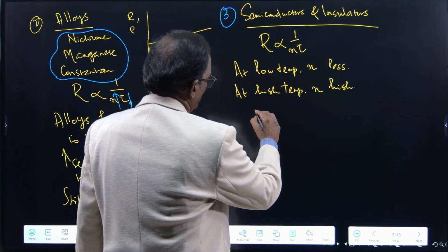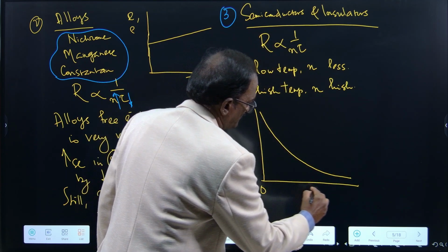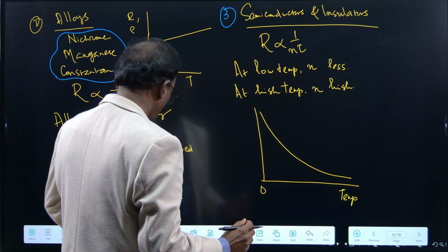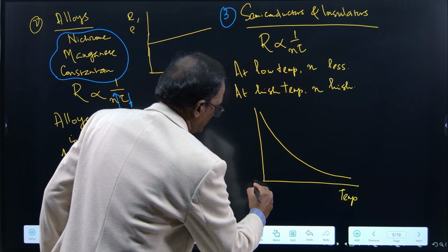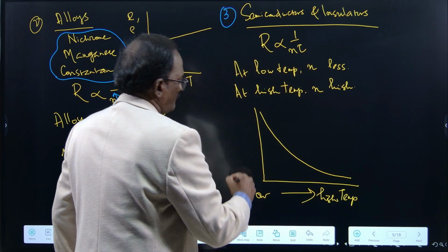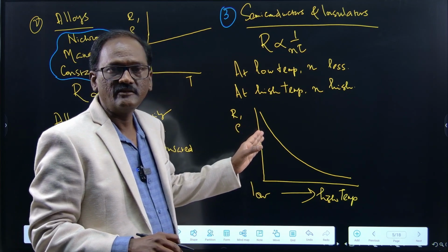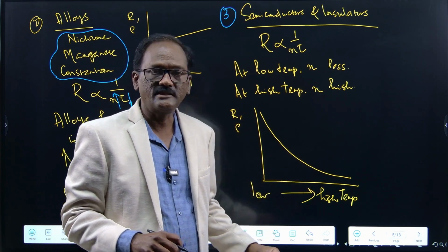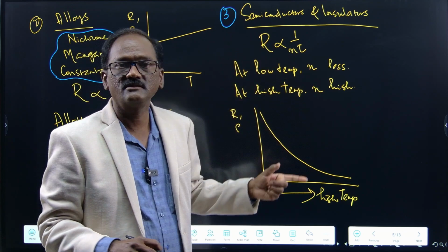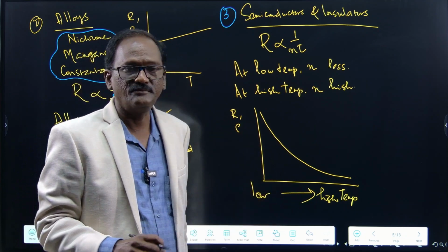Right? So if we draw the graph, this will be 0. This is temperature, or I will write it as low temperature. This is high temperature. This is R or rho. So at low temperature, it will possess high resistance. When you increase the temperature, it will possess low resistance. So this is the behavior of semiconductors or insulators. Both semiconductors and insulators are giving this shape of the characteristics, R versus temperature, right?